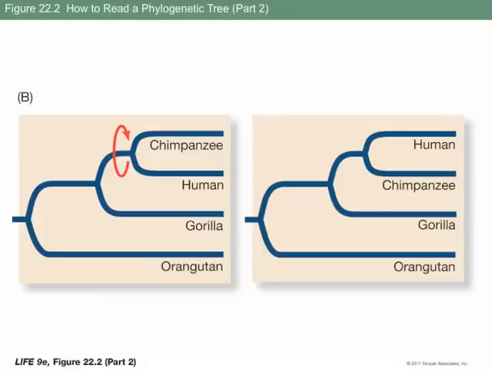Humans and chimps share a most recent common ancestor to the exclusion of everything else in the tree. The branching order, also known as the topology in the tree, has not changed at all between these two trees. So you have to be able to do these rotations really for all the branches in the tree and be able to understand what the meaning is.